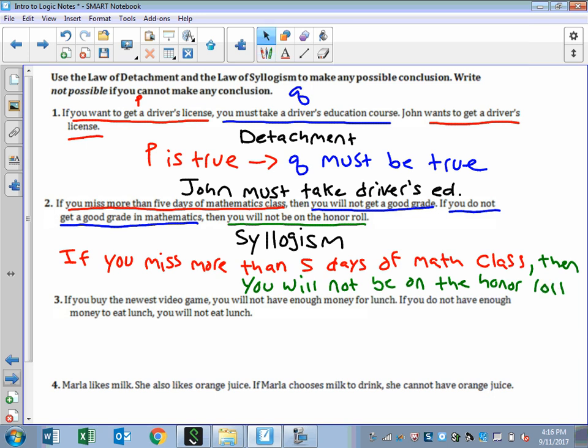So again, the two statements are connected. In the first statement, it's the conclusion, and in the second statement it's the hypothesis. They have that in common, so you can use the law of syllogism here.